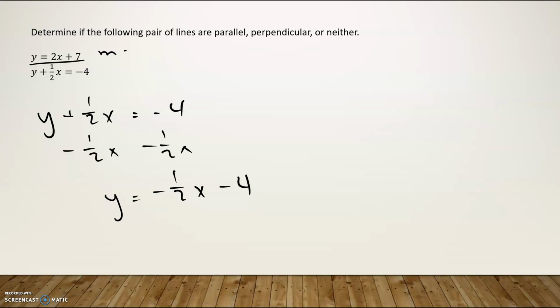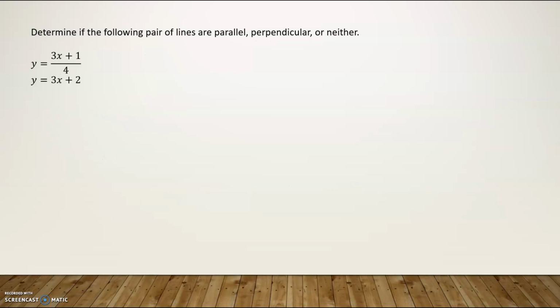So the slope of this one is 2. The slope of this other line is -1/2. Notice how they're different signs, and they are reciprocals of each other. So that means that they are perpendicular lines. Now let's look at this one.